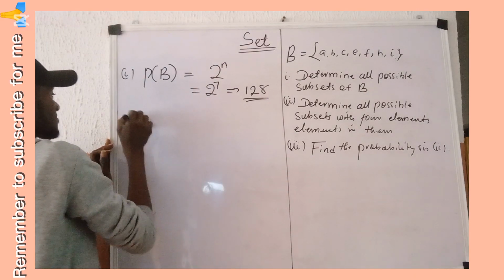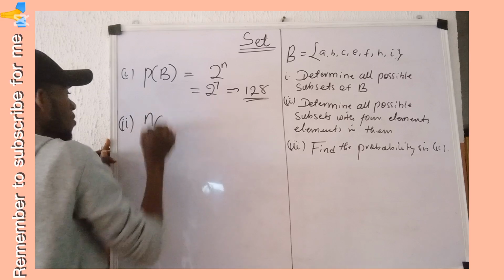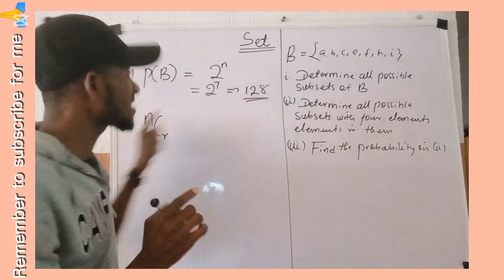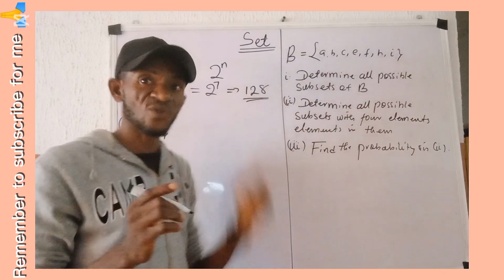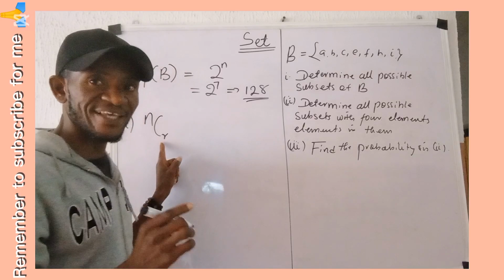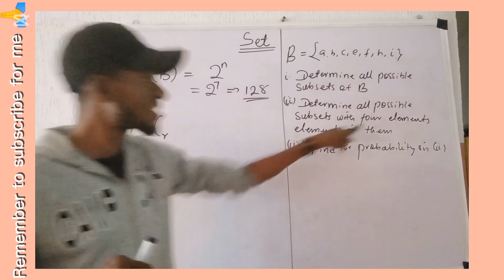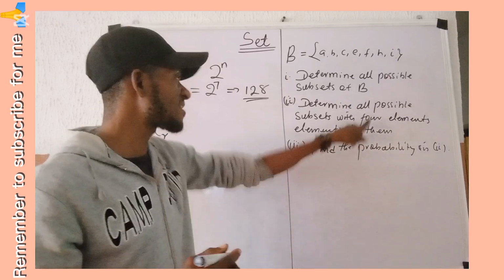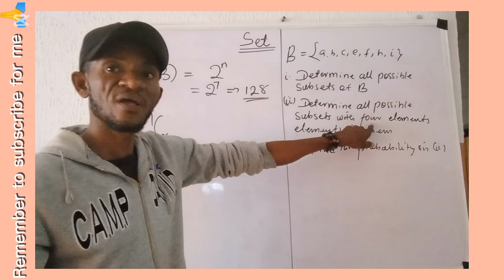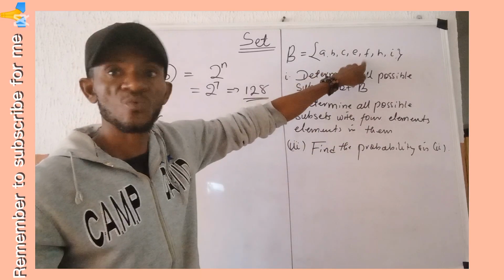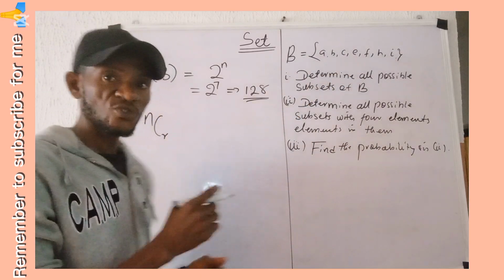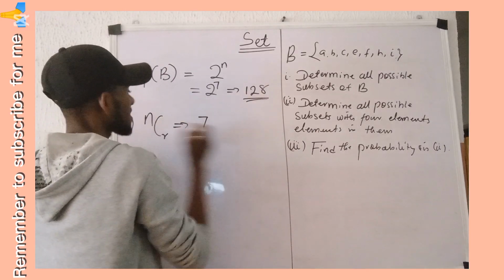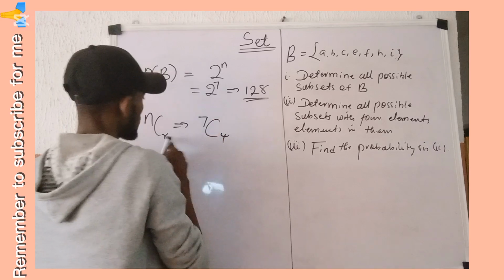II now says that we have n combination r. We are going to pay attention here. N still stands for the number of elements in the set that is given to us. But this R here is now standing for the number of elements that is going to be in the subsets we want to determine their number. So in this case, our R is 4. And our N still remains 7, what we had here earlier. So this is going to be 7 combination 4, because N is 7 and R is 4.